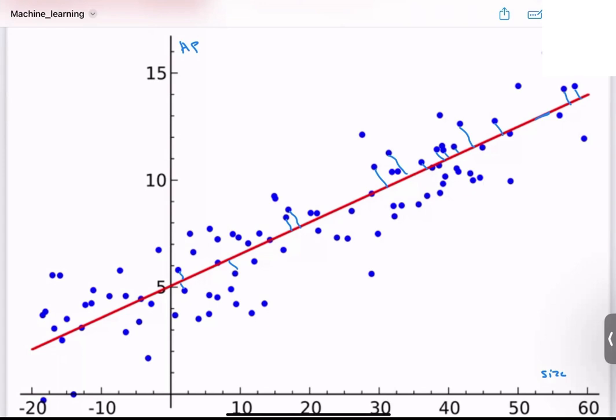For example, if we were to take this line, this won't be a good choice because the distances here would sum up. If we sum all these distances, we'll see that this line is bad compared to this line. So one can argue that this red line is the best line among all the possible lines that can be constructed.